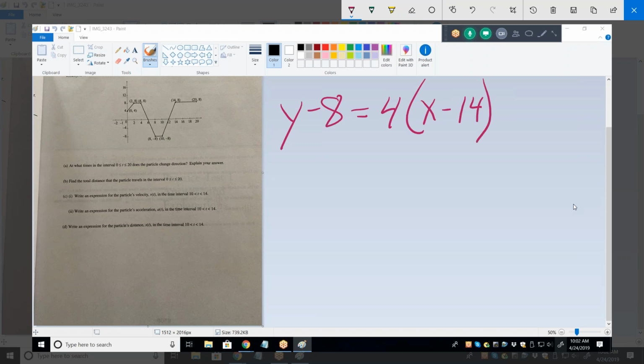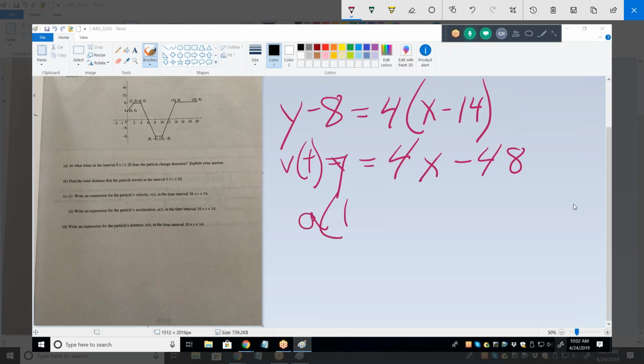Okay, so in order to figure out acceleration, I need to put this as a function of x and differentiate it. So that would be minus 56 plus 8 minus 48. Is that correct? Right. And that is v of t. And a of t would just be 4.